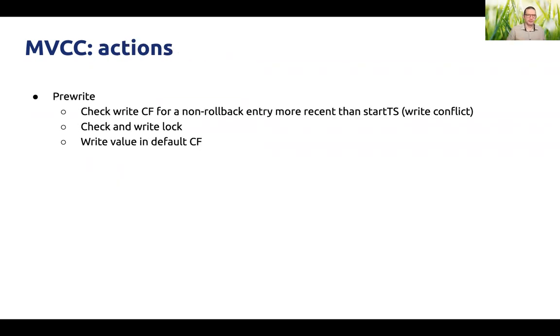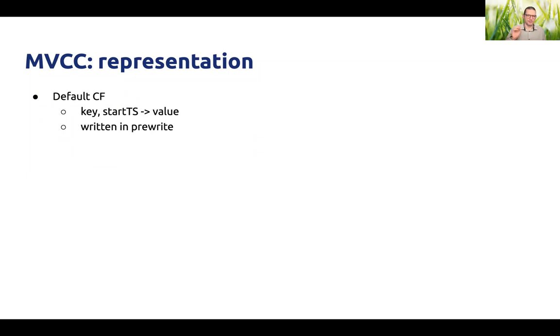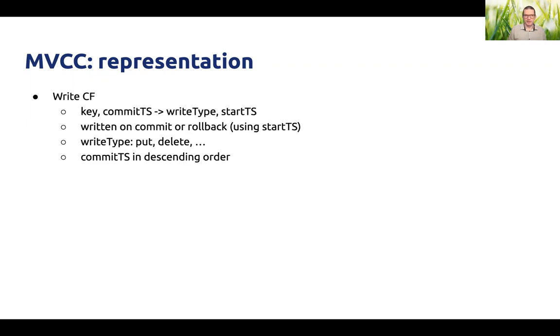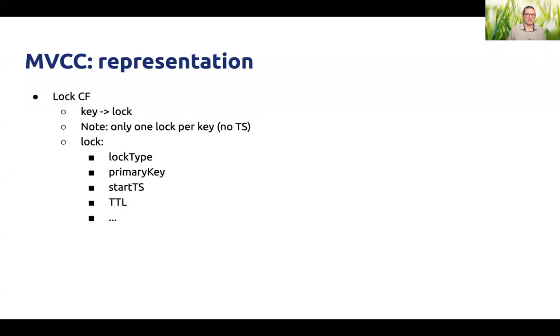Okay, so just to summarize again, we have these 3 column families. The default column family stores the actual user-facing values, and we index by the user key and the start timestamp. The write column family stores whether a transaction has been committed, essentially. We'll see how. And again, it's a combination of the key and a timestamp. This time it's the commit timestamp, not the start timestamp. And then we have the lock column family, which essentially lets us lock keys in the nodes.